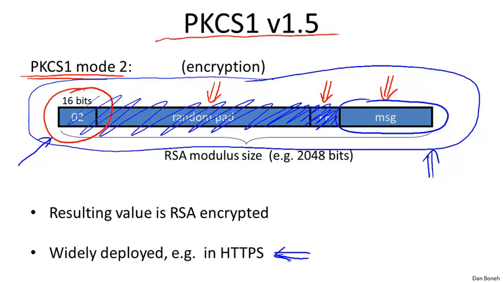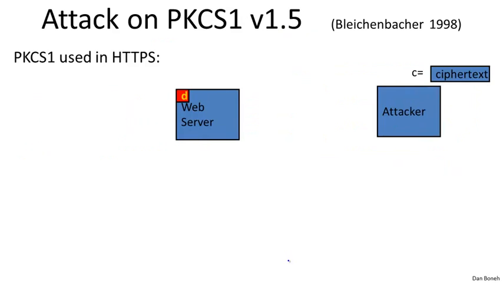Now, interestingly, this PKCS 1 version 1.5 was designed in the late 80s. There was really no security proof to argue that this mechanism is in fact secure. And as is very common when there is no security proof, it turns out that things break. And there's a very, very elegant attack due to Daniel Bleichenbacher back in 1998, which shows how to attack PKCS 1 when it's used, for example, inside of HTTPS.